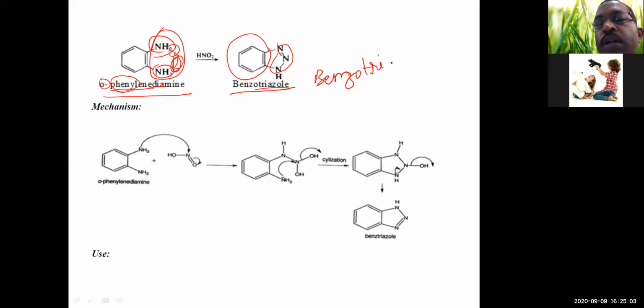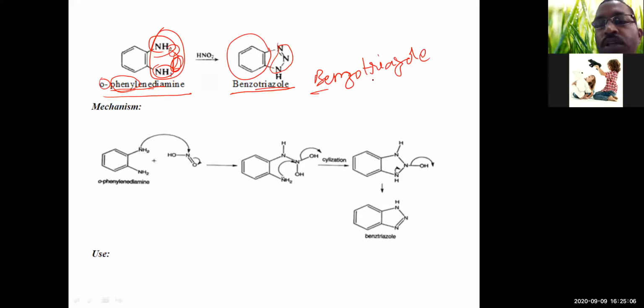And then this is sodium nitrite, which gives the nitrous acid, and cyclization gives you benzotriazole. Benzo, this is benzo. Tri means 3, azole. Okay, so a 5-membered ring. The formed compound is benzotriazole.